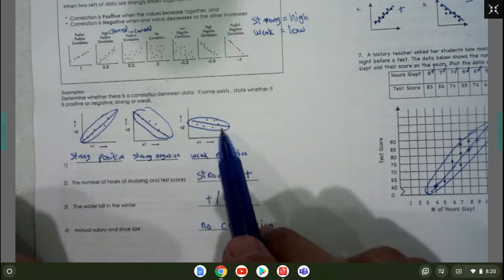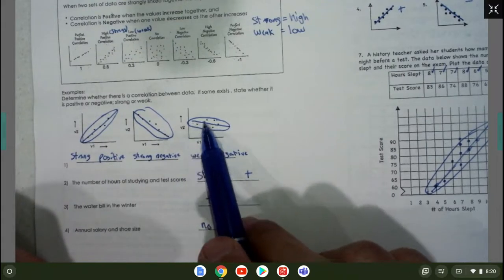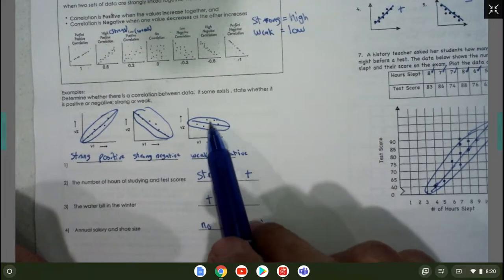This we said weak negative. If you said there's no correlation here, that'd be fine too. They're kind of decreasing. You can kind of draw, but this is pretty weak, right? Those are pretty spread out. If you said there's no correlation, I wouldn't disagree with you on that either. It's really kind of up for interpretation on that one.